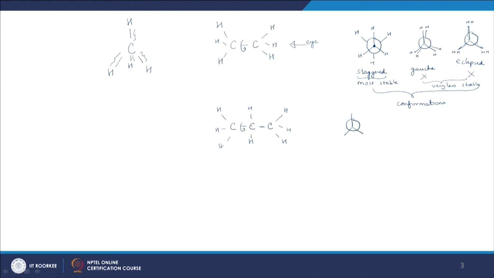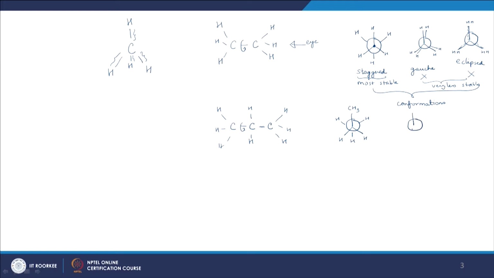So, the front one is this carbon, it is attached to a CH3 and 2 hydrogens, and the one behind has only 3 hydrogens. Okay. So, again just like I had in the case of the ethane molecule, also in the propane molecule we have the possibility of 3 conformations. Again we can have an eclipsed, we can have a gauche, and we can have a staggered.